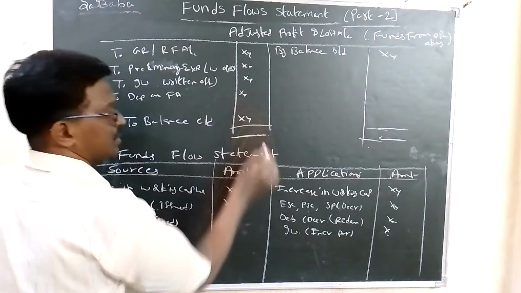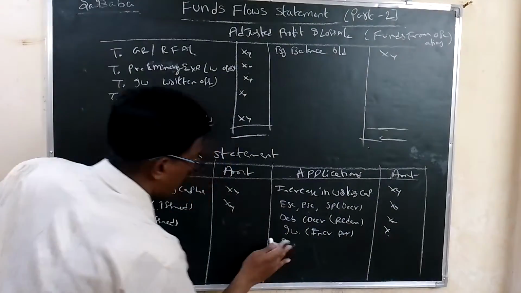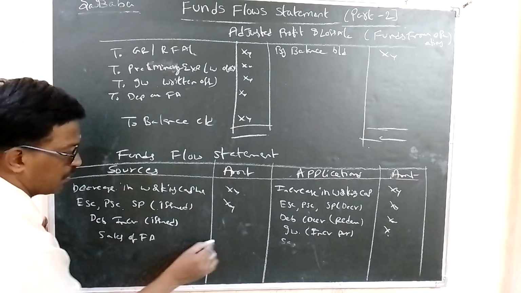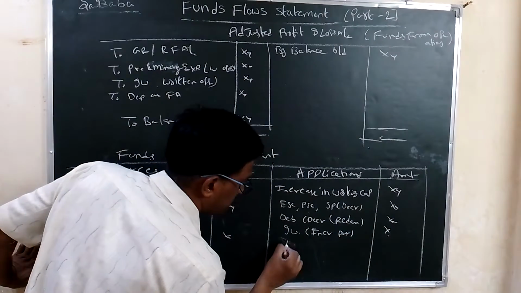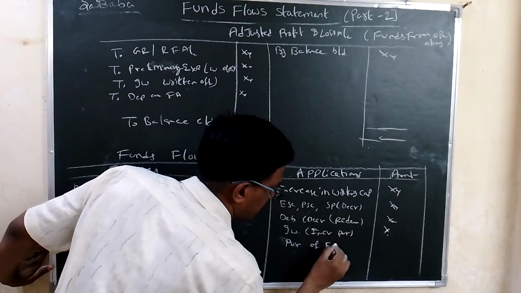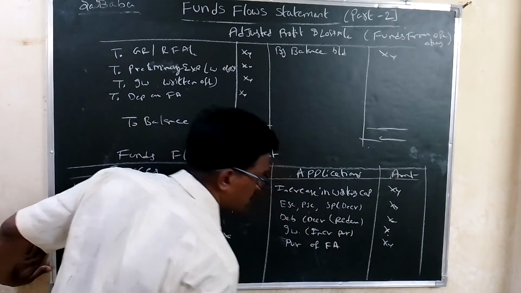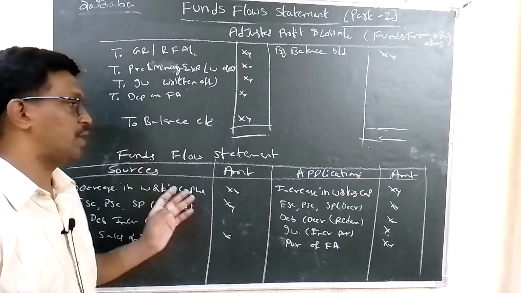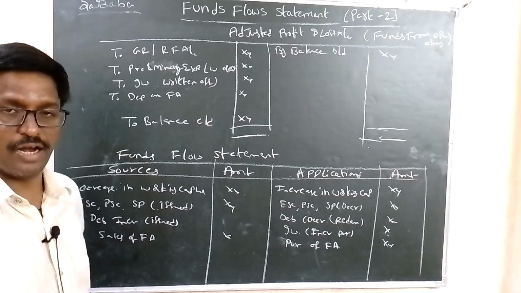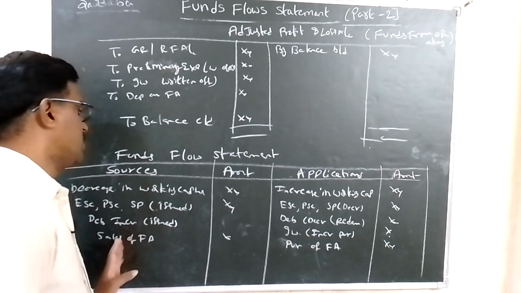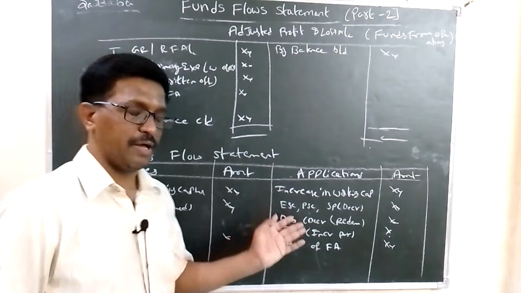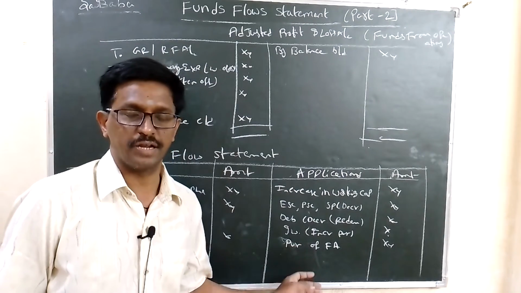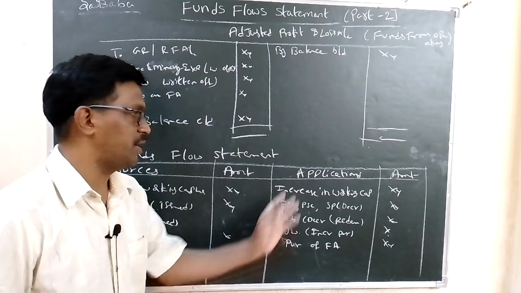Sale of fixed assets will be shown in the sources. Okay, and purchase of fixed assets will be shown on the application side. Next, in this way, sale of land and building and sale of investment will be shown in the sources. Purchase of investment, purchase of land and building, purchase of plant and machinery, and purchase of furniture are shown on the application side.